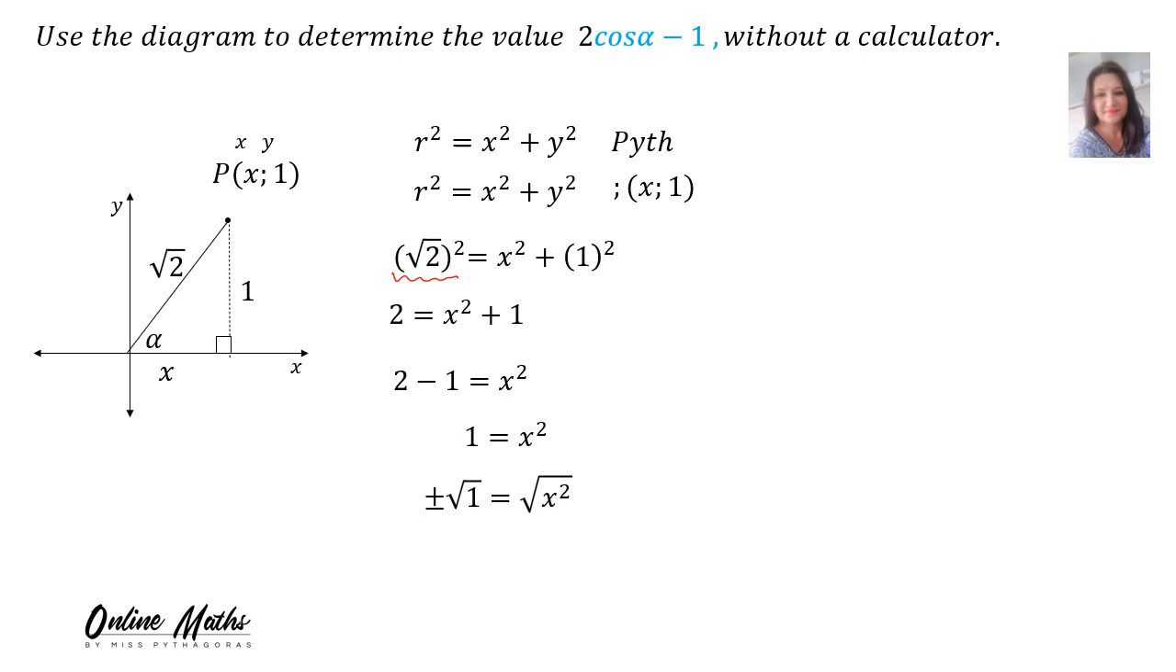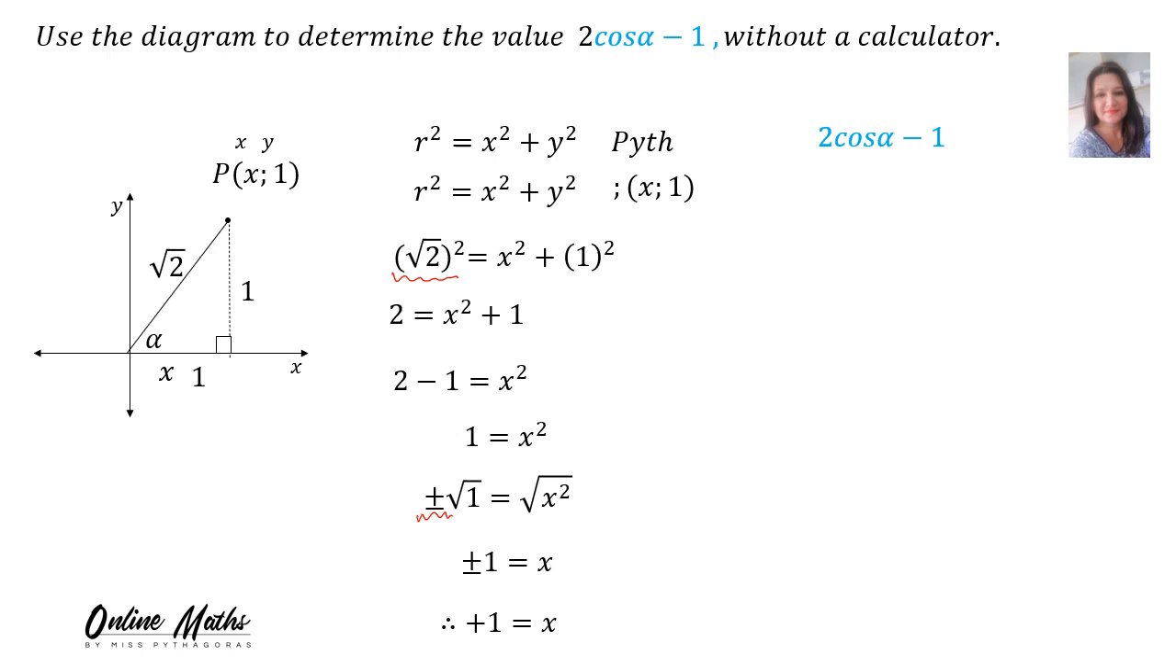Remember, when you take the square root, you add plus or minus. Therefore, x is plus or minus 1. Then, since our triangle is in the first quadrant, the x we're going to choose is the positive one. X is therefore positive 1. Now that we have all three values, the x, the y, and the r, we can go to our sum.